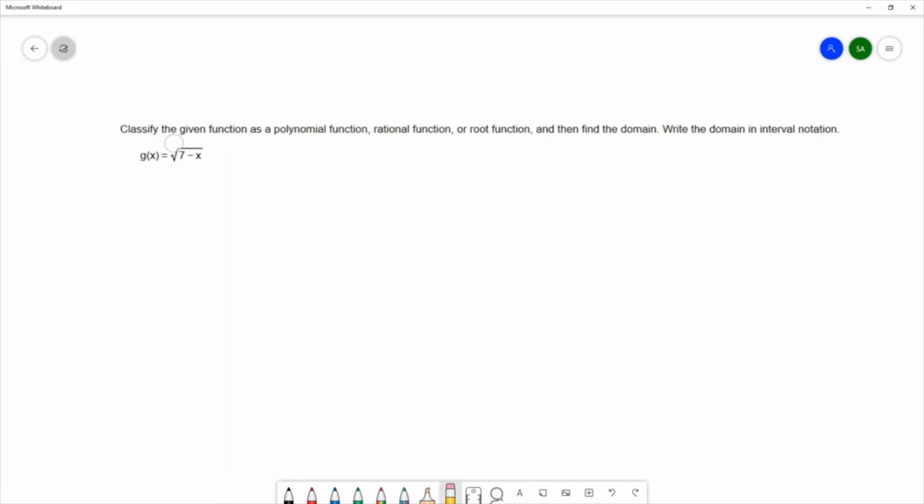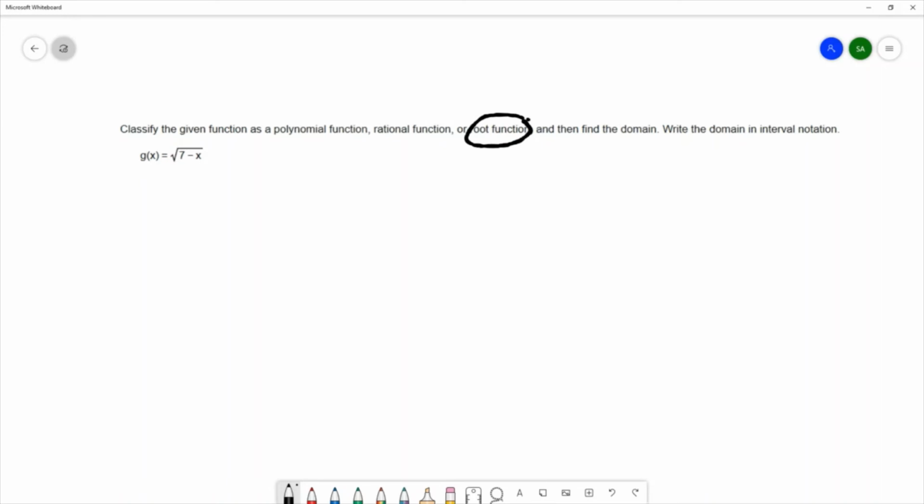Classify the given function as a polynomial function, rational function, or root function, and then find the domain. Write the domain in interval notation. So this function is g of x equals square root 7 minus x, and we would classify this as a root function since it has a square root and a variable underneath that square root. So this is a root function.